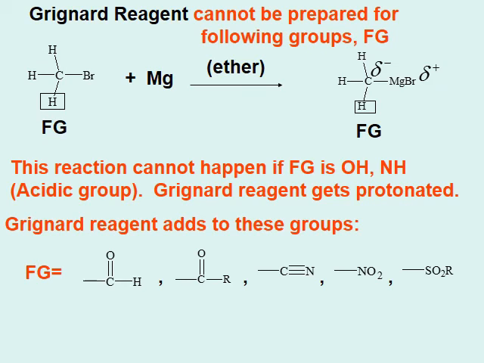Here we are showing you Grignard reagent, and again you need alkyl halide and magnesium. That would give you Grignard reagent. And here we just wanted you to know that this reaction cannot happen if this group where you have the hydrogen, Fg, is OH, NH, or any acidic group. Then the reaction is going to happen within that molecule. In that case, Grignard reagent is not going to work.